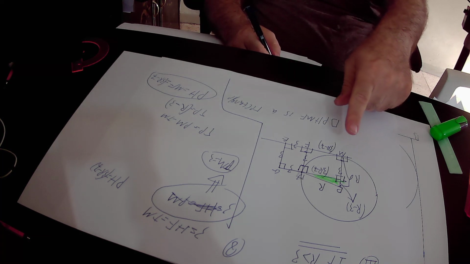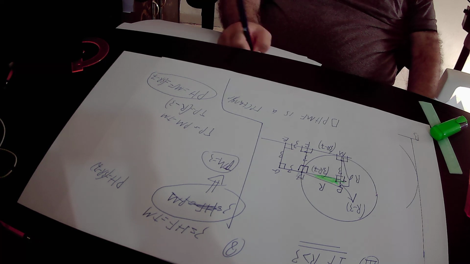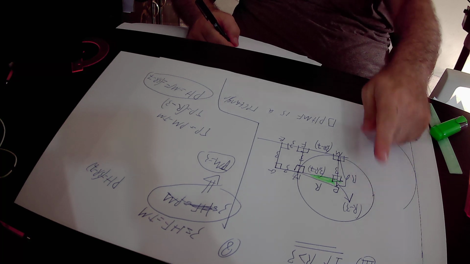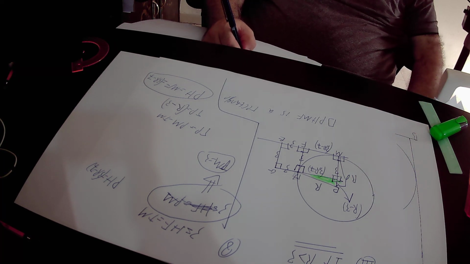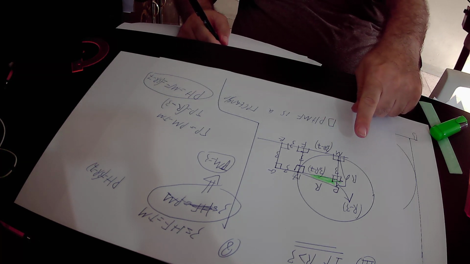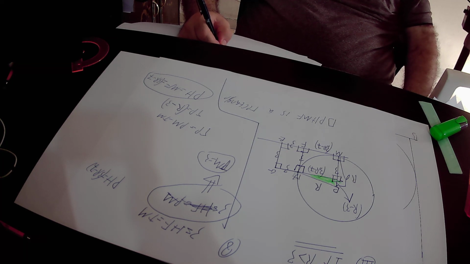Here, PH equals capital R, therefore PH squared is capital R squared, and it is equal to PT squared. PT equals capital R minus 3, so PT squared is capital R minus 3 squared, plus TH squared. Here, TH is 3R minus 7, therefore TH squared is 3R minus 7 squared.